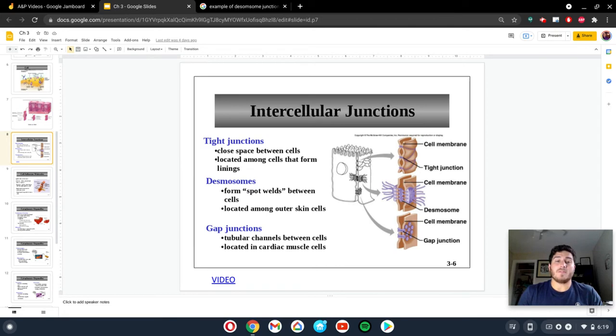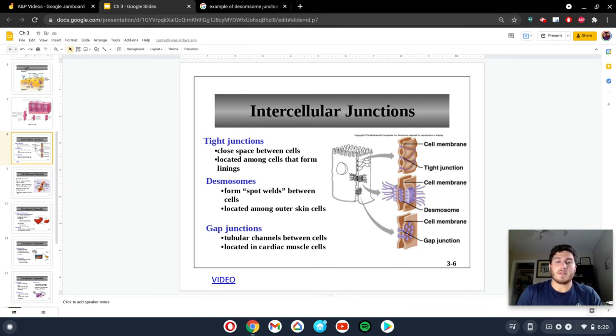There are three different types of intercellular junctions that we're going to talk about. The first are tight junctions. These are going to be very close spaces, and they sound like what they are. They're very tight, and this is going to be located along cells that usually form linings. So this can be something like different components of the kidney, and what they're going to do is prevent things from leaking through. All right, so they're very important in that regard.